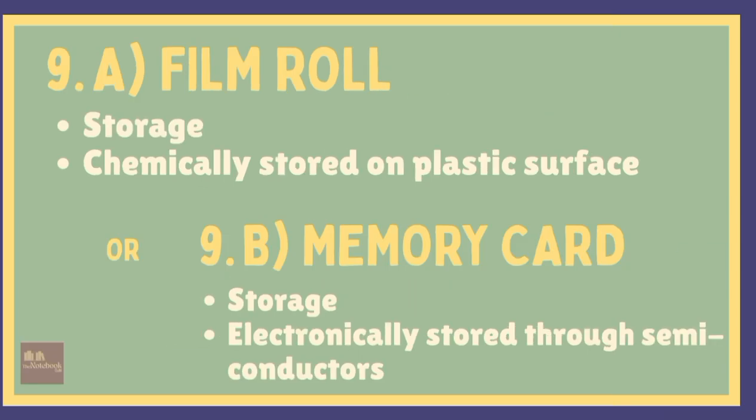So next, we have a film roll in a film camera and a memory card in the digital camera. These store your pictures. In a film roll, the pictures are stored chemically on a plastic surface, while in a memory card, your storage is basically electronic. It is stored through the use of semiconductors.